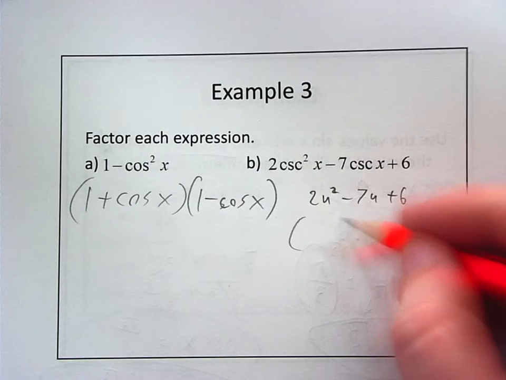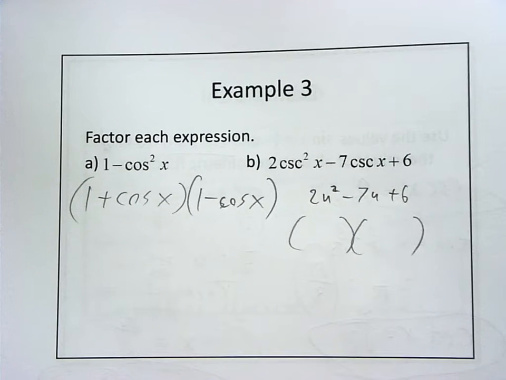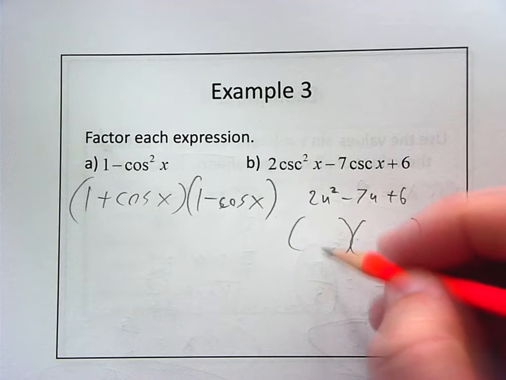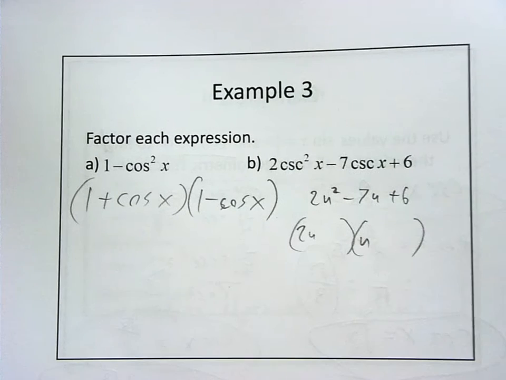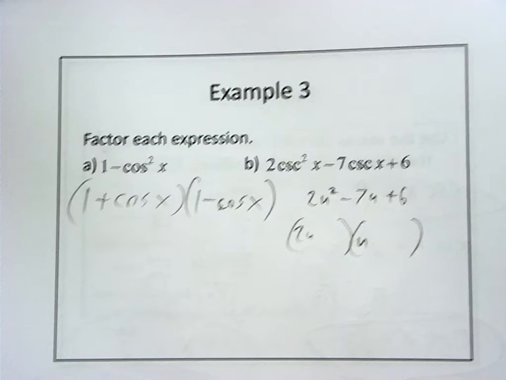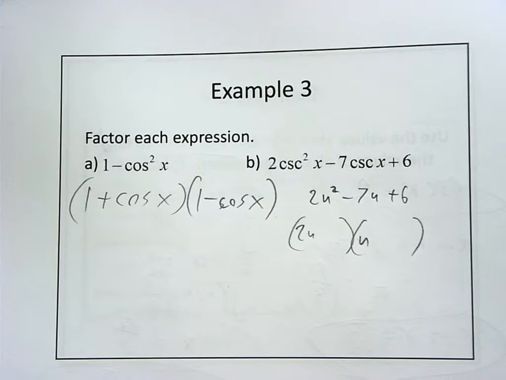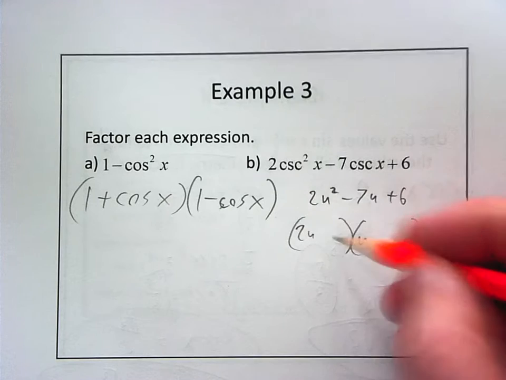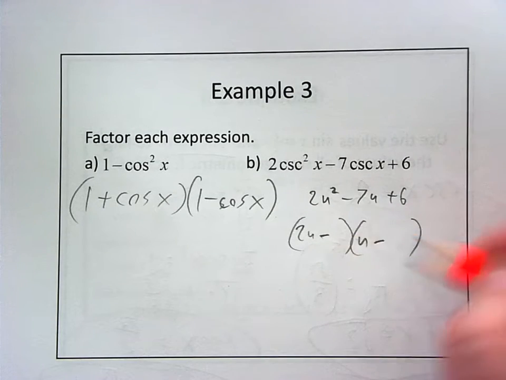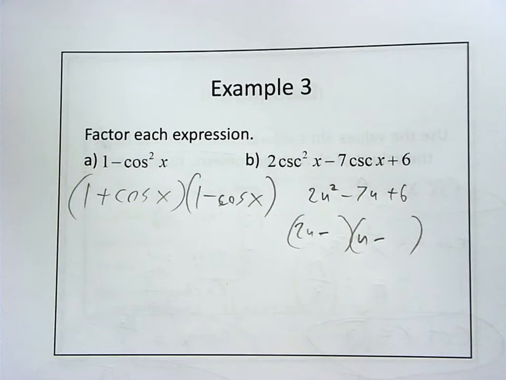So if I just deal with the factoring here, what's going to be first in both of these? 2u and u. Because you're going to multiply those two together to get 2u squared, right? Now, what's going to be true about my signs? Both negative, because I'm going to have to multiply these two to get positive 6 and somehow manipulate the addition to get negative 7.